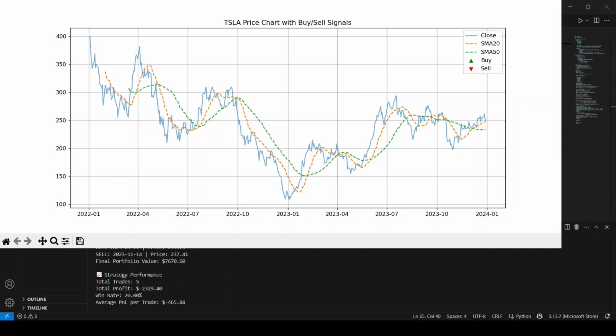So here we get to see our price chart with our buy and sell signals for Tesla stock. This solid blue line is the closing price after each day. The orange dashed line is the simple moving average for the 20-day period, and then our simple moving average for the 50-day period.